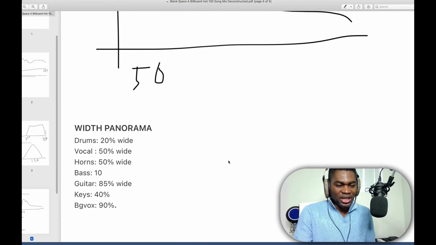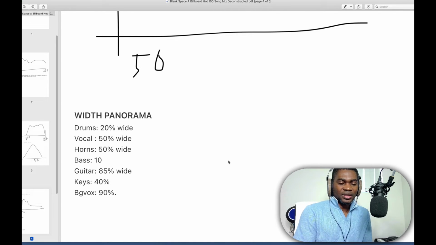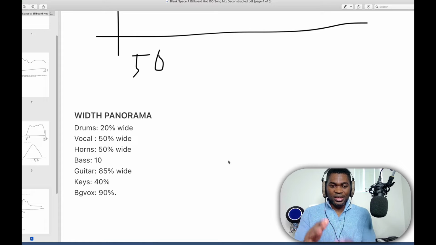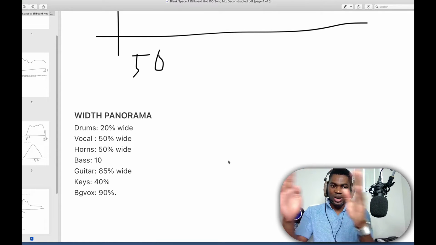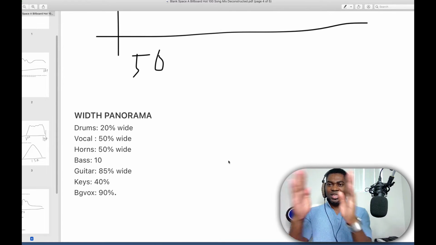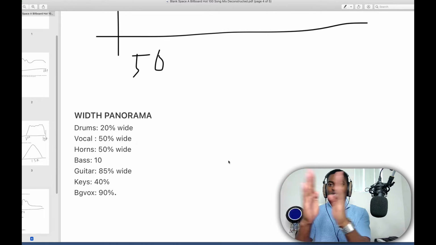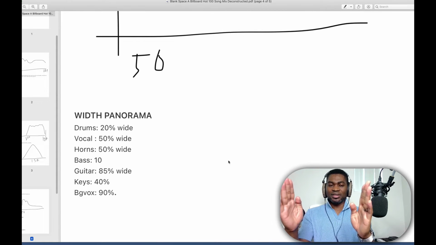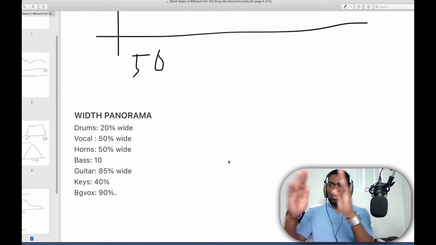And then we have the width, which is the panorama, left and right of the mix. So the drums are like 20% wide, which means the drum section is closer to the middle. It's not wide. But the vocals are 50% wide. Let's say the drums are right here, the vocals are right here. And I mean 50% wide, I'm not saying your lead vocals should be this wide. You could have a doubler or something. But the background vocals are like 50% wide. The horn section is also 50% wide.